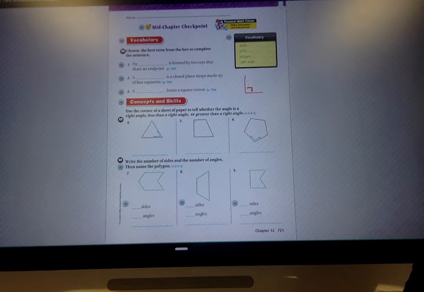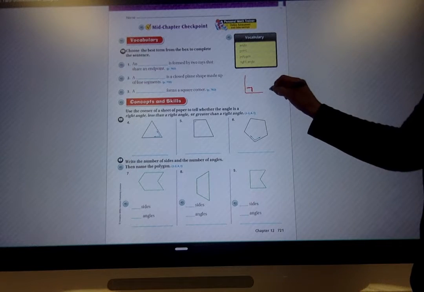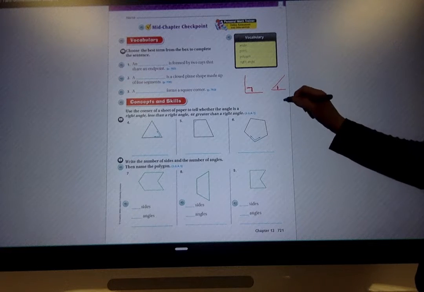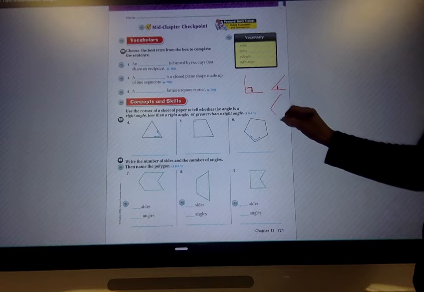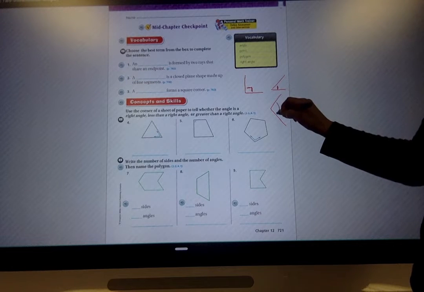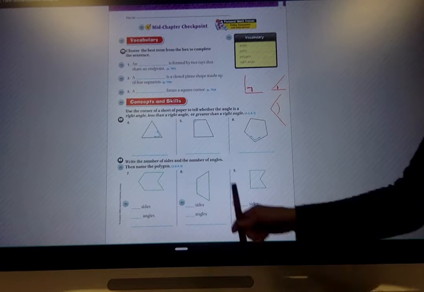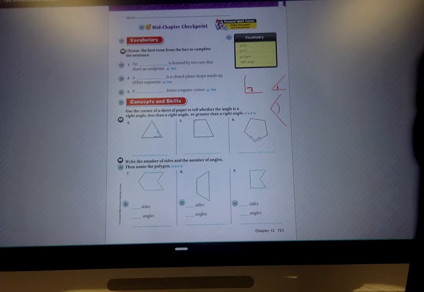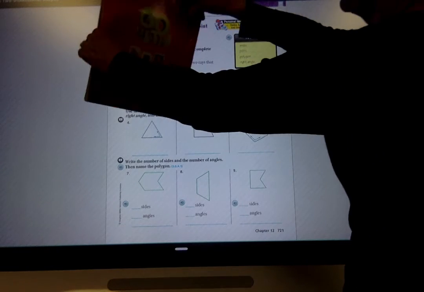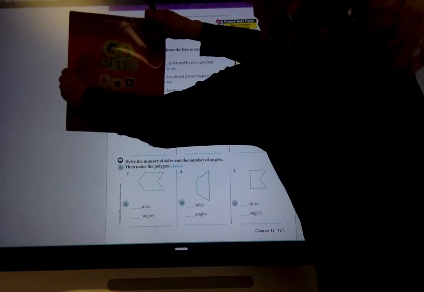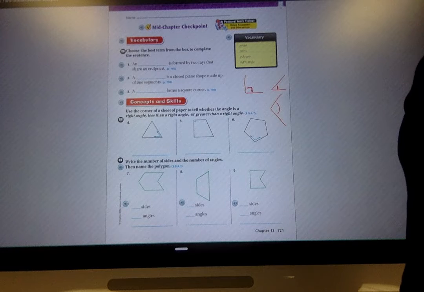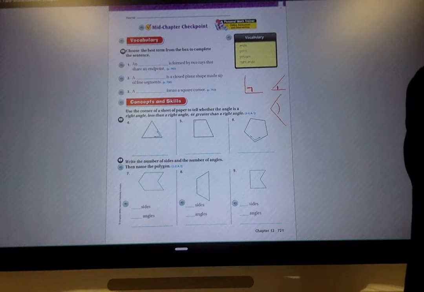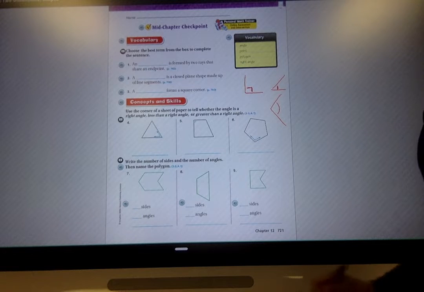If it's less than a right angle, it's going to have less opening here. If it's greater than a right angle, it's going to be more wide open. So let's take a look at this angle. And we can take the corner of our book and see that it's not a right angle. Is it less or greater? You can just put less, right, or greater.